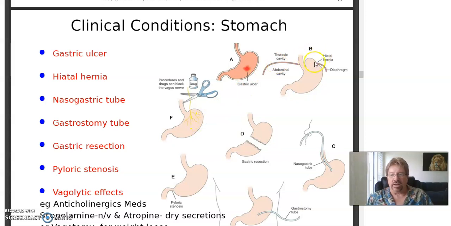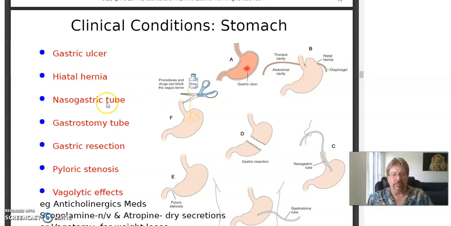Here's showing a hiatal hernia, very common. Here's the diaphragm. There's a hole in the diaphragm because the stomach is inferior to it for the esophagus to go through, but for some reason, a lot of times the part of the stomach will work its way back up through there. That's called a hiatal hernia, and it can cause some digestive problems.